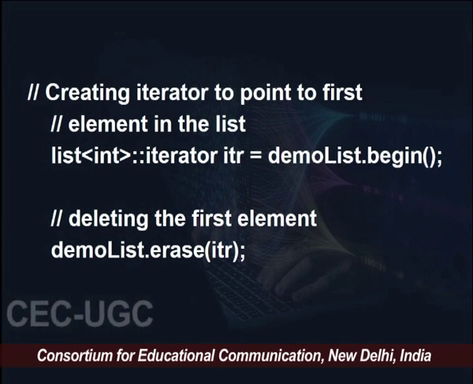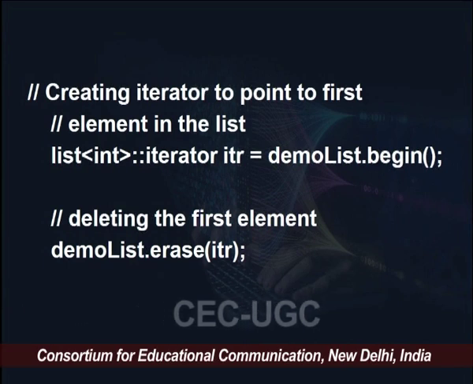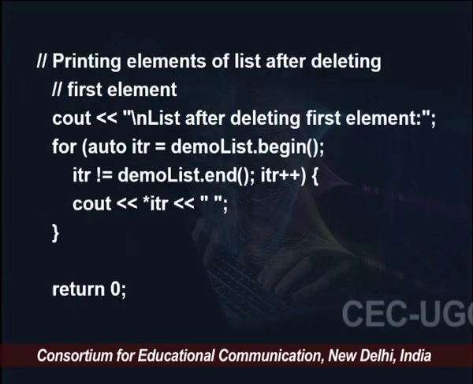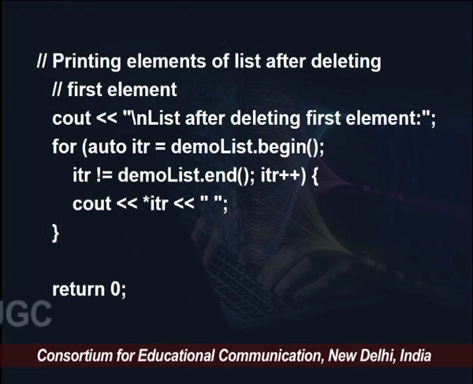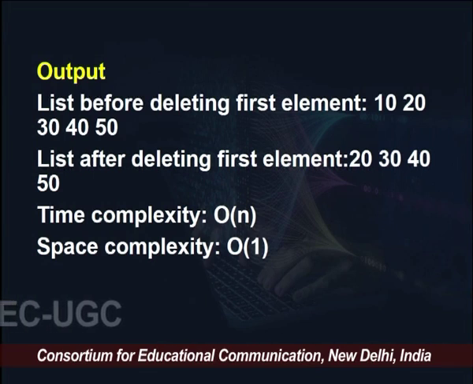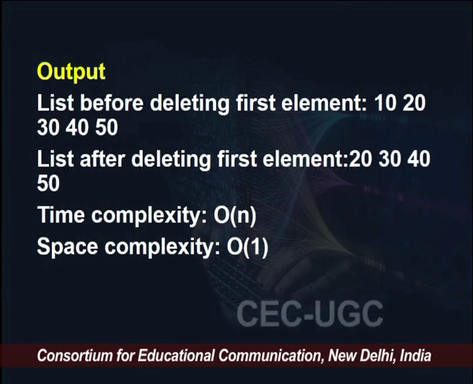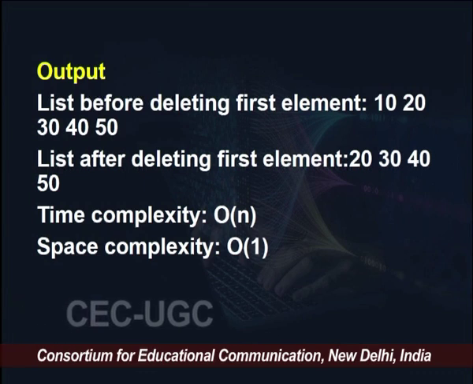With this iterator position, if I am going to delete the first element, we will use demo list dot erase itr. So, itr is the position. Whatever element is available at the first position in this demo list will be erased, and after that we can again use our for loop to print the elements which are left. So, before deletion of the first element we printed the list, and after deletion we are again going to print it. The list before deleting the first element is 10, 20, 30, 40, 50. Please recall that we pushed back all the elements. After deletion of the first element the list will be 20, 30, 40 and 50.